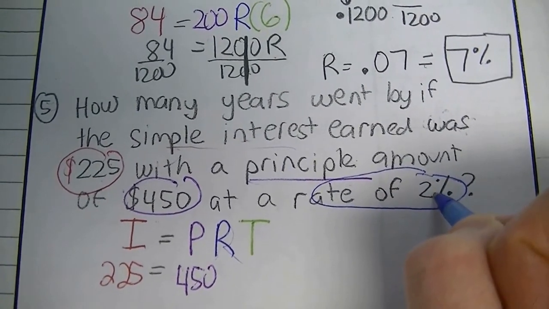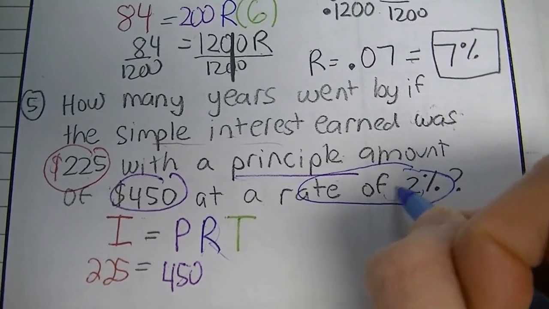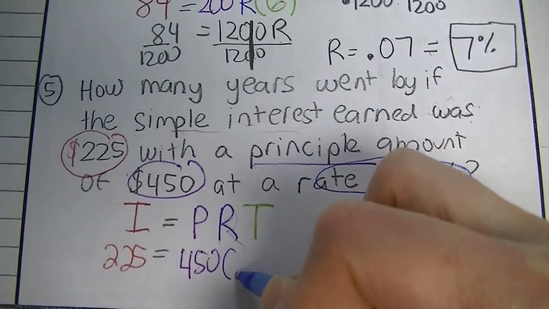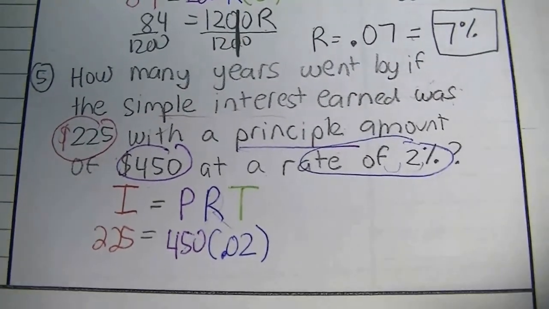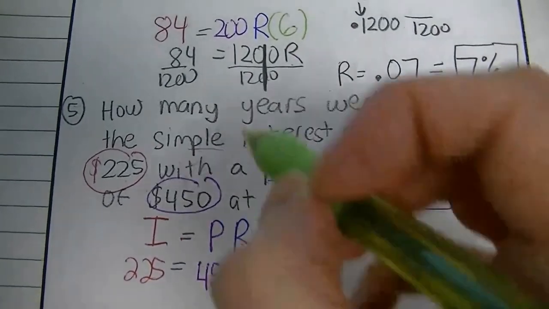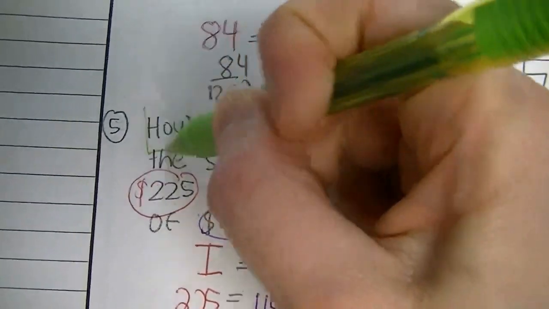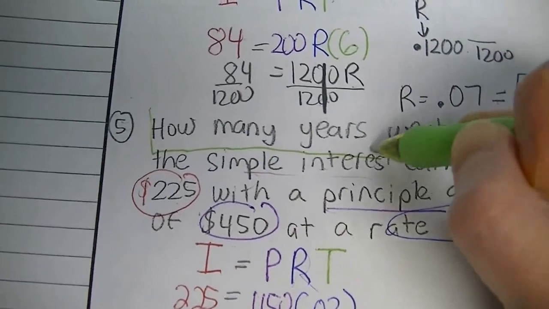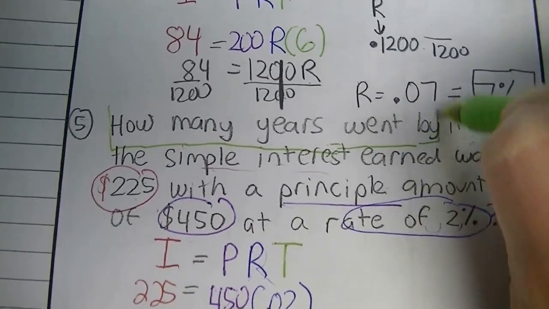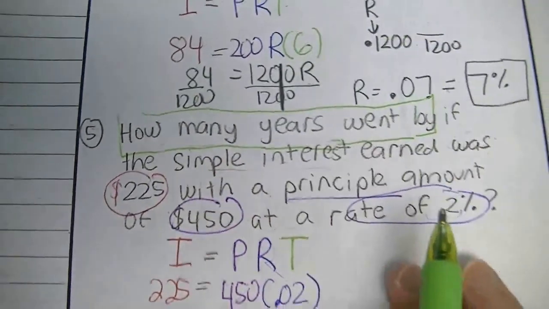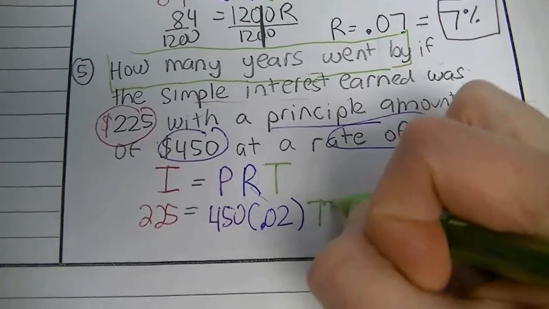And 2% written as a decimal is 0.02. And when I say that properly, it's 2/100ths. And do we know the time? It says how many years went by. So that's the hint saying, hey folks, you need to find the time in years. So I'm going to put a T right there, okay?